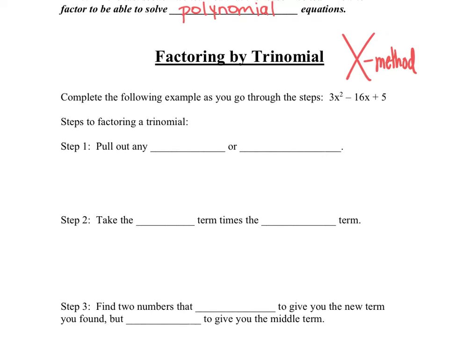Okay, so complete the following example as we go through the following steps. This is the example that we're working with right here. The first couple steps are going to apply. First things first, check: is there a GCF or a common variable, which technically is still a GCF? We always check for a GCF first before you do anything else.